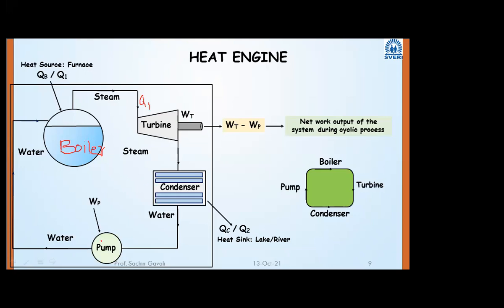Some work is required for the pump, so net work is equal to WT minus W pump. The pump also has to be supplied some work. So this much amount of work is generated: W turbine minus the work we have to give to the pump. So this is net work, W net, the network output of the system during the cyclic process.